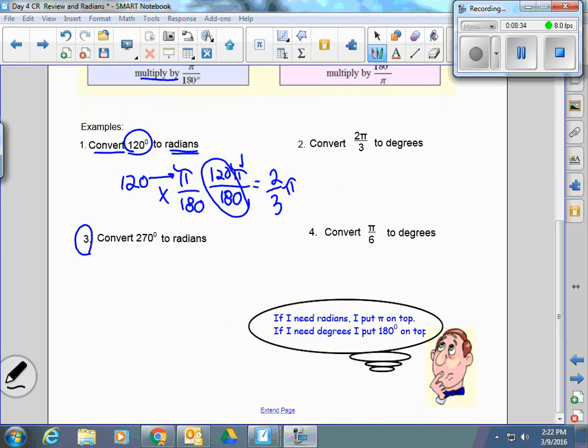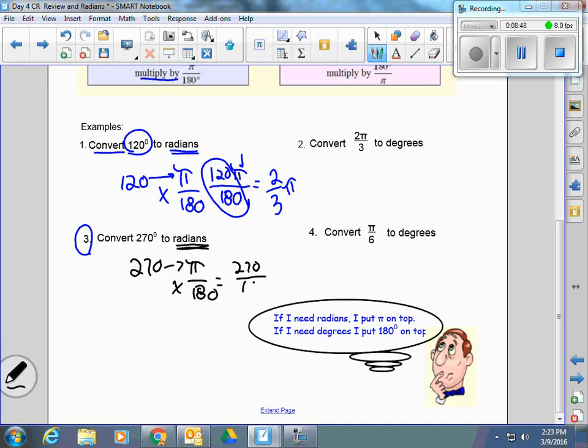Okay, so here we did 270, and I want to go to radians, so we're going to multiply by pi over 180. Everybody good? If I multiplied straight across, you had 270 over 180 pi. Everybody agree? And then when you reduce this down, it was 3 over 2 pi. Is that true? How many of you had that as your answer? Good. We already did this.